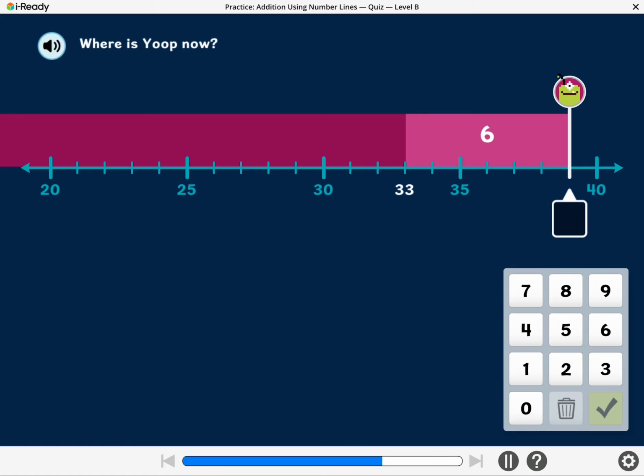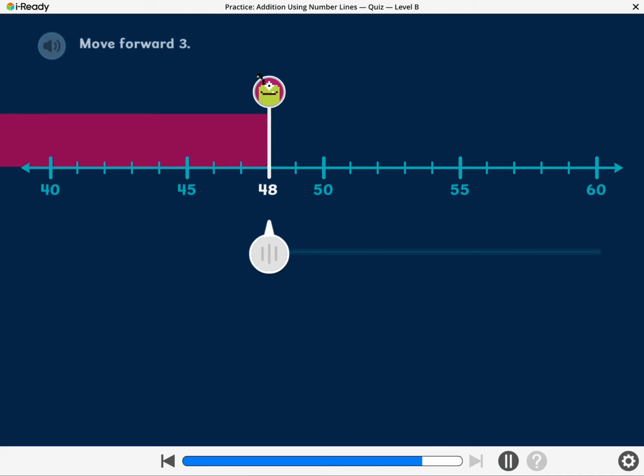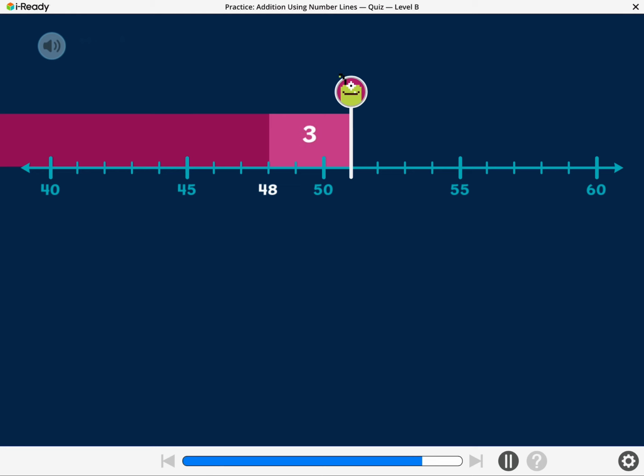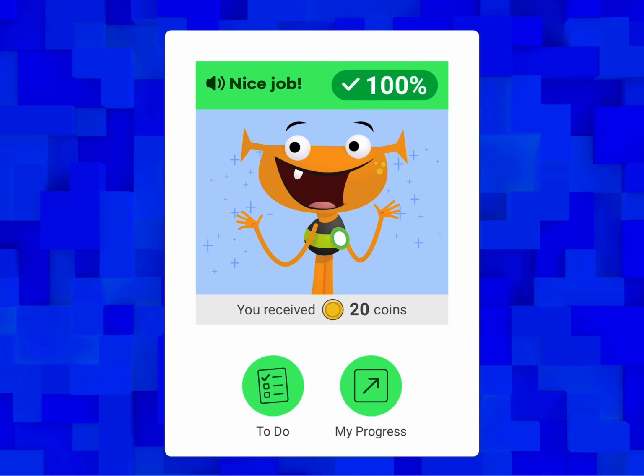Where is Youp now? Youp is at 48. Move forward 3. Where is Youp now? Nice job! You received 20 coins.